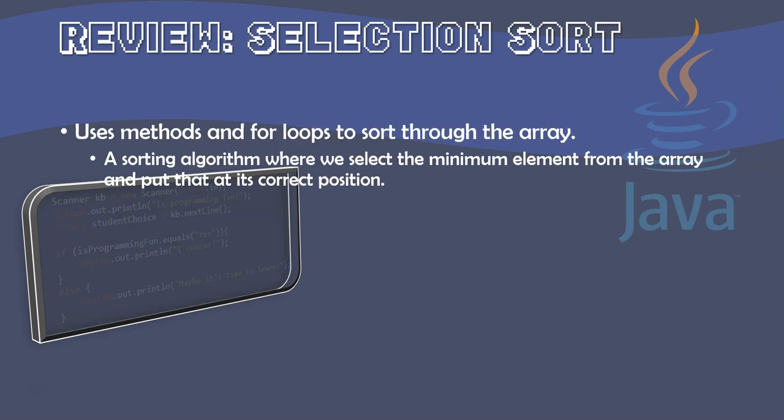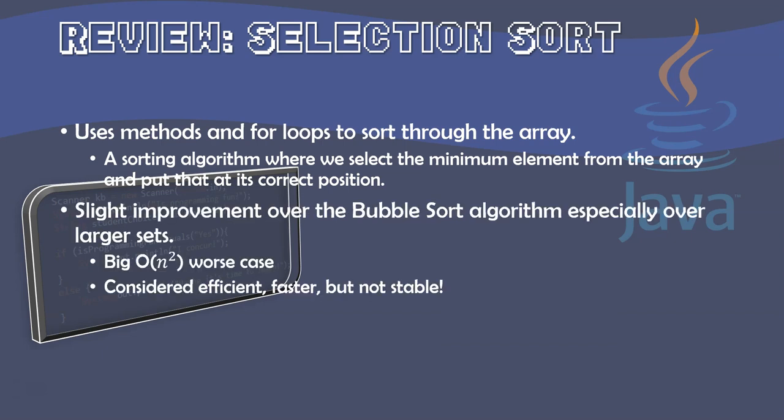Now, the selection sort uses a combination of methods and for loops to sort through the array. In this one, it looks to select the minimum element from the array and then put that element back into its correct position. It does have some slight improvements over the bubble sort algorithm, especially when we start looking at larger sets, because when we have a large set of data the bubble sort is going to become very inefficient, and that's why this is considered a little bit more efficient than bubble sort. If you look, it has the same worst case runtime, big O n squared.